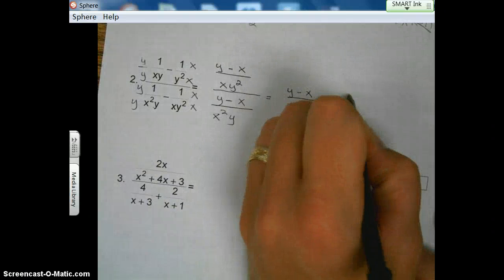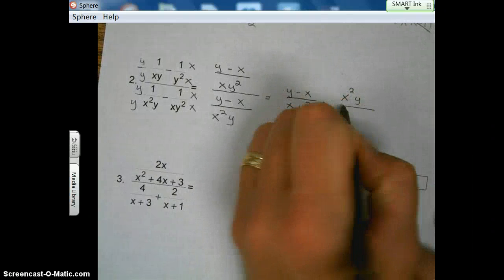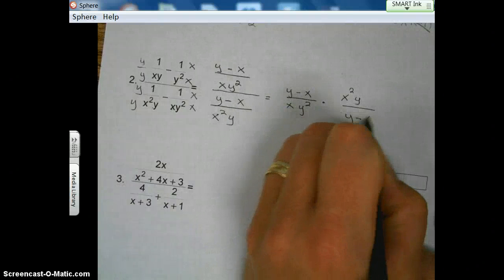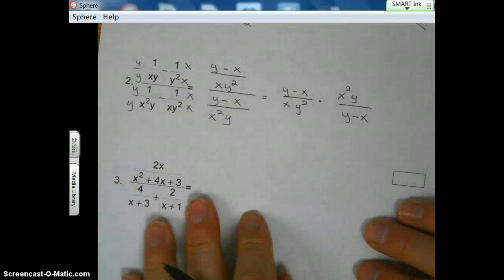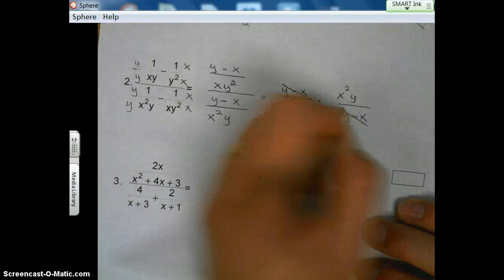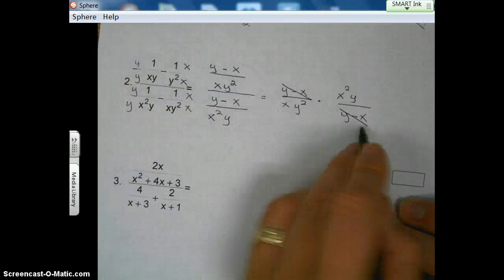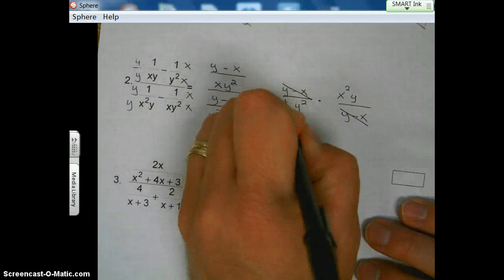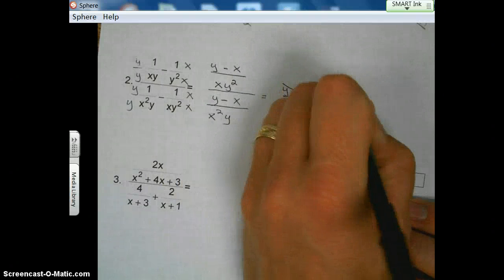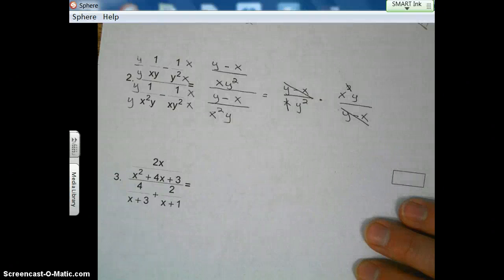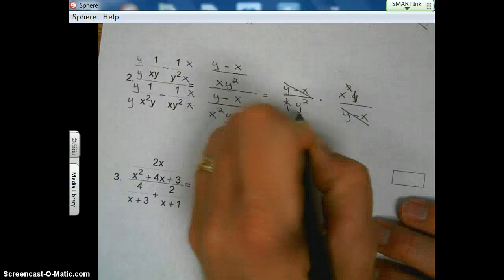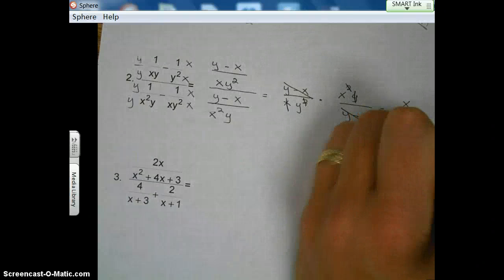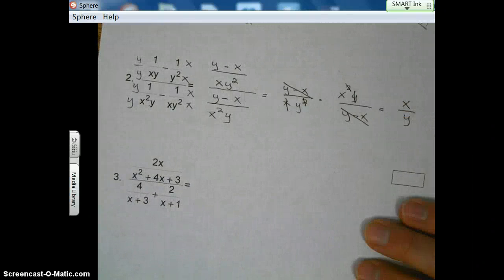Reciprocal, and y minus x. Nice, nice, nice. All right, y minus x's cancel out because they're groups and the groups are the same. And we can cancel one x here with one of these x's. We can cancel this y out with one of these y's. So that's going to leave us with an x on the top and a y on the bottom.